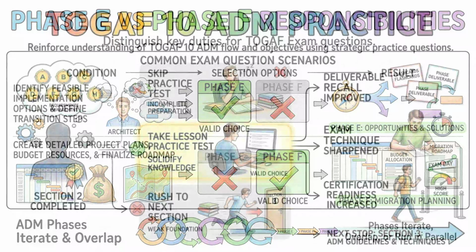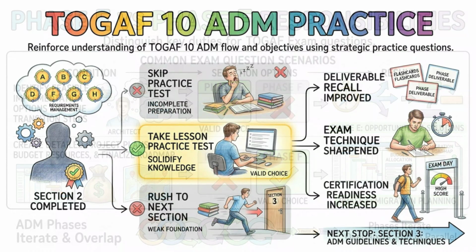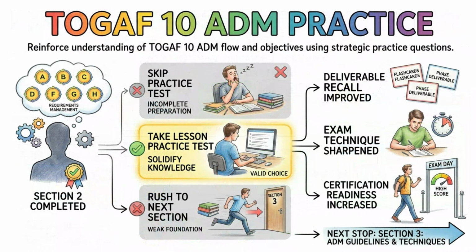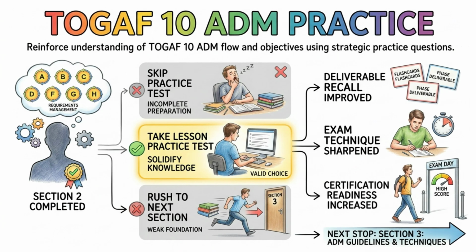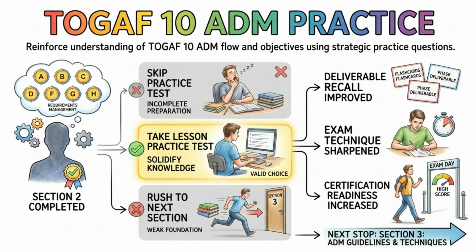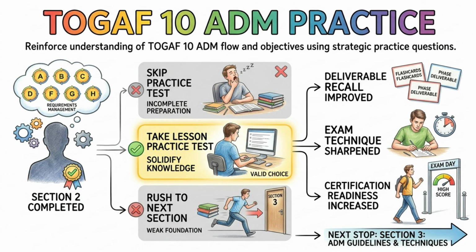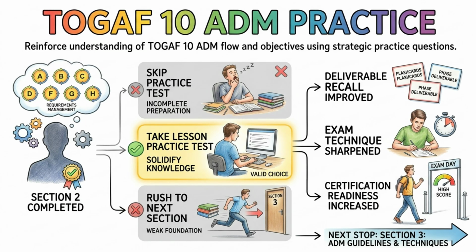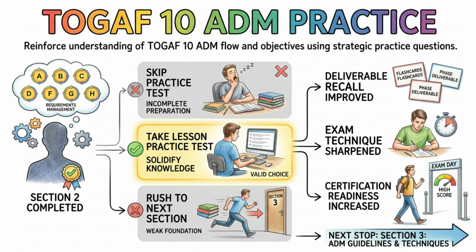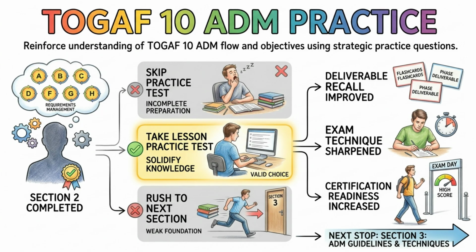Congratulations on completing Section 2 of our TOGAF 10 exam prep course. You now have a comprehensive understanding of the architecture development method phases, their objectives, and how they flow together seamlessly. To ensure these concepts stick, please complete the practice test included directly with this lesson. Working through practice questions will test your recall of phase deliverables, sharpen your exam skills, and significantly improve your readiness. Keep up the great work, and prepare yourself for Section 3, where we will master ADM guidelines and essential architecture techniques.